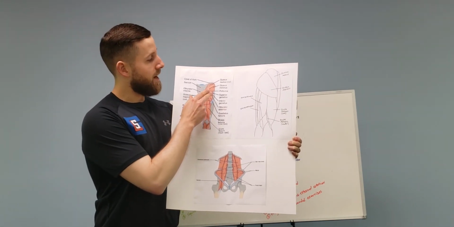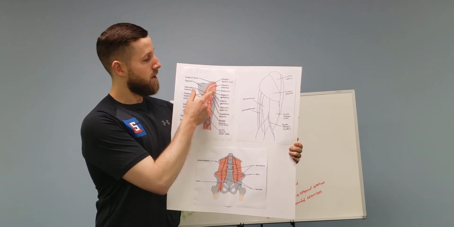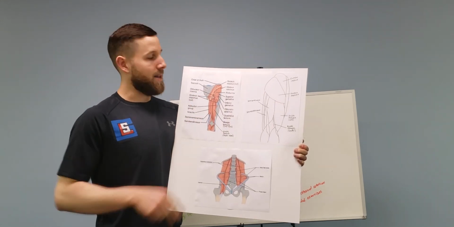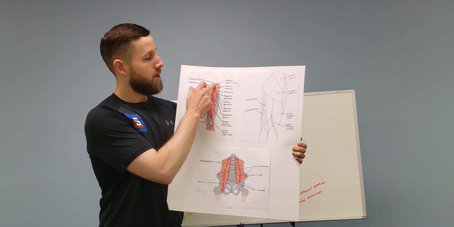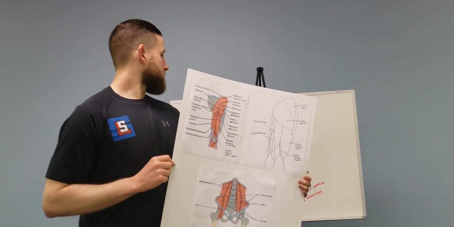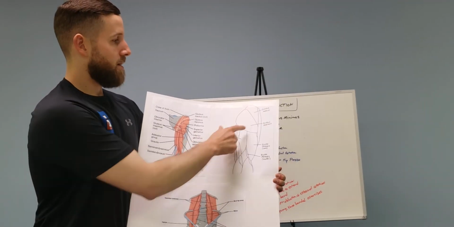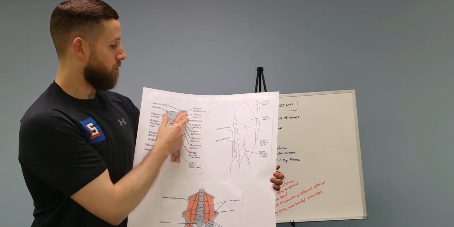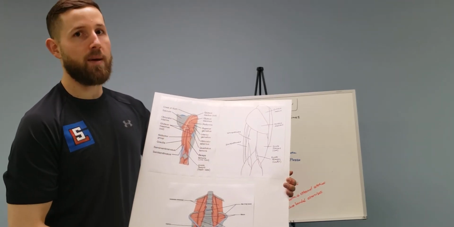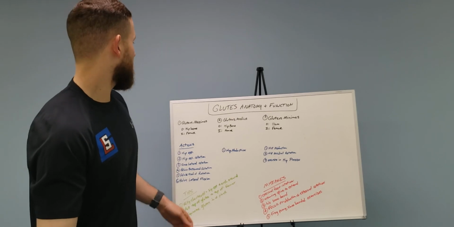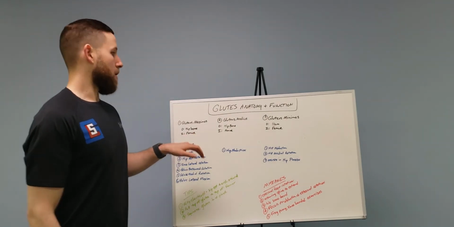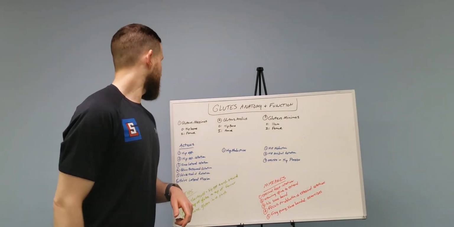Now deep inside of that we have our glute minimus, which runs from the outside of this hip all the way up here to the hip bone. So we have our glute max, our glute medius, and then our glute minimus, which runs under that medius. And they all attach down here on the femur.